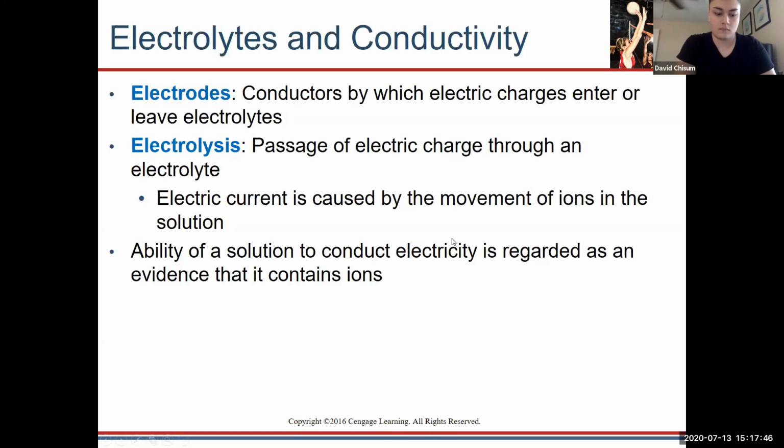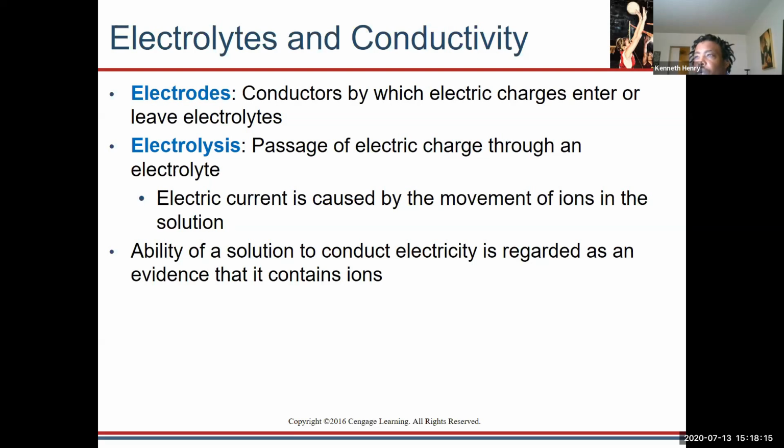Simple so far, right? So an electrode is basically those two little metal things that are sitting in solution, and they're able to conduct electricity. They allow electrons to enter and leave. And so your electrical charges are able to go in and out of those electrodes.